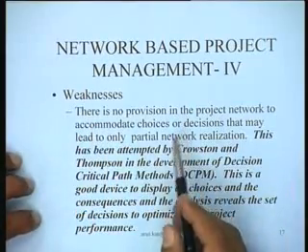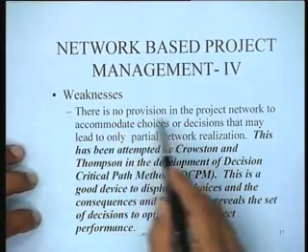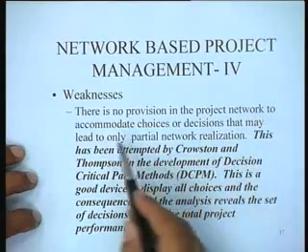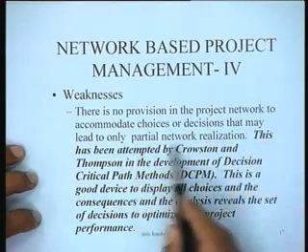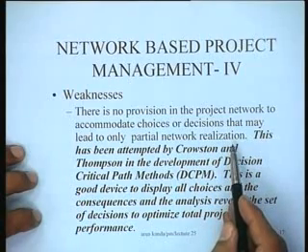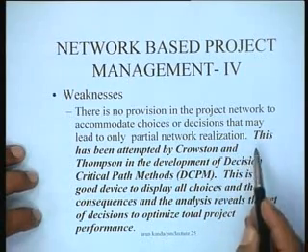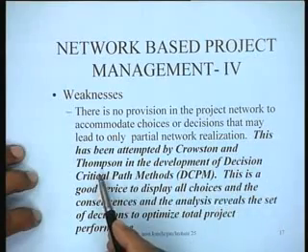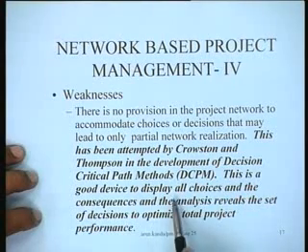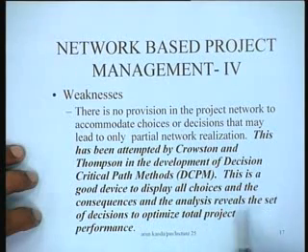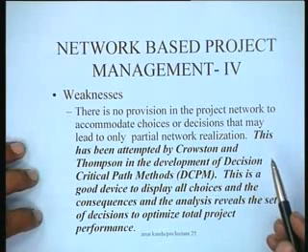Another major weakness in the network models is that there is no provision in the project network to accommodate choices or decisions that may lead to only partial network realization. This has been attempted by Croston and Thompson in the development of decision critical path methods or decision networks. This is a good device to display all choices and the consequences, and the analysis reveals the set of decisions to optimize total project performance.